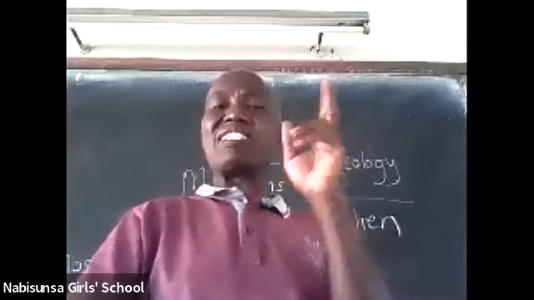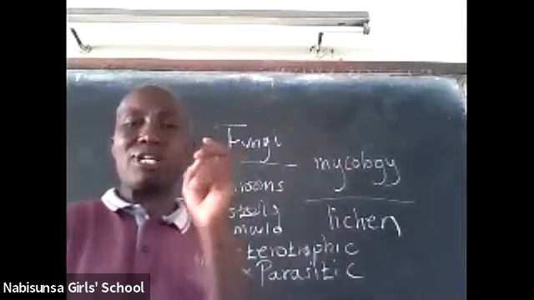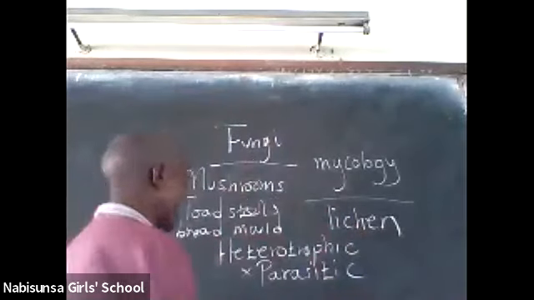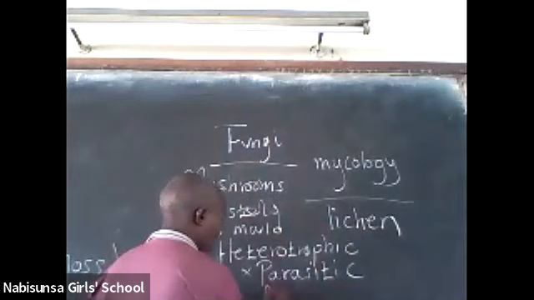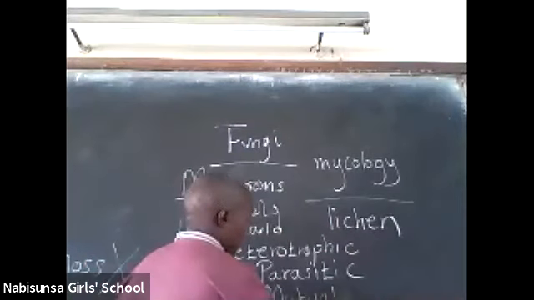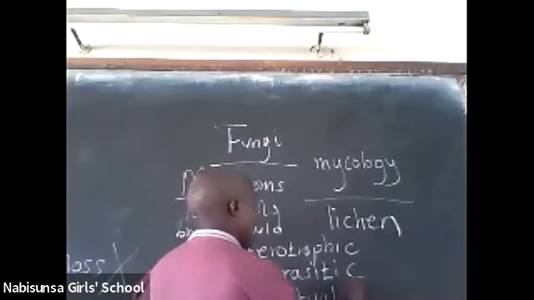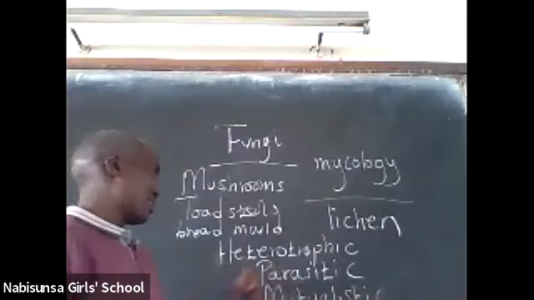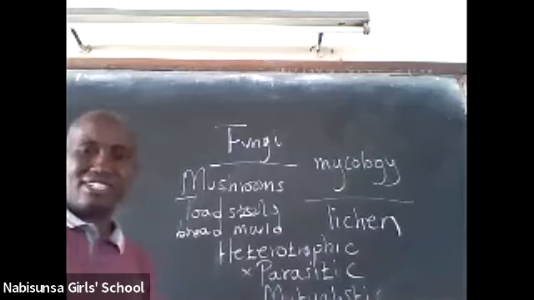Both benefit. Such an association where both organisms benefit is what we call a mutualistic association. So some fungi are mutualistic, some fungi are parasitic.